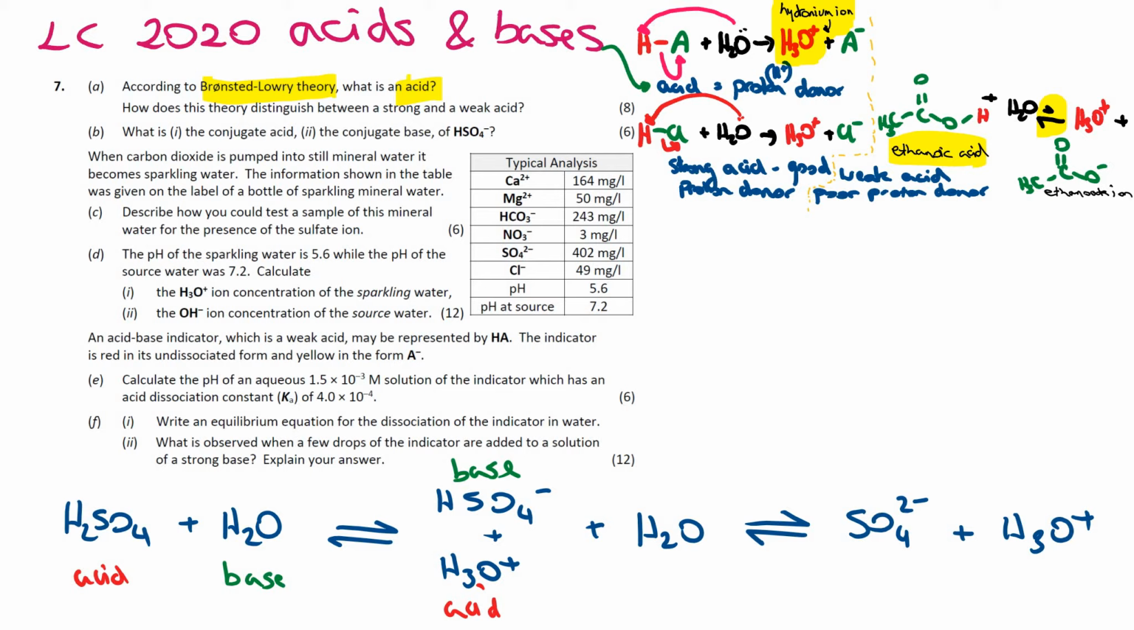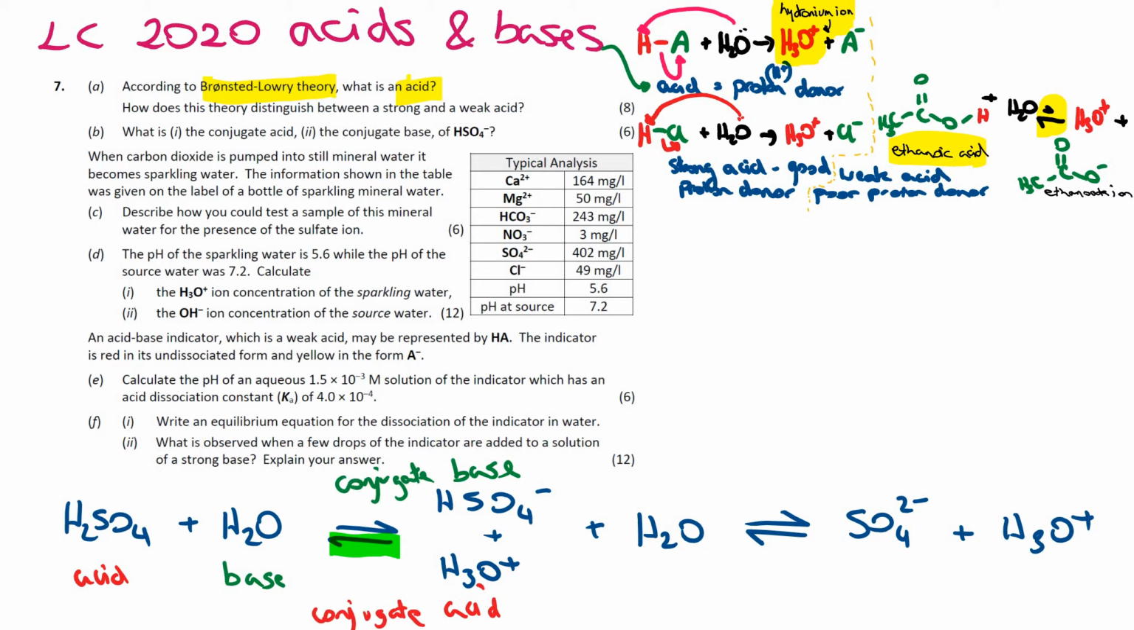Because if this is reversible, i.e. now going in this direction, to reform the reactants, the HSO4- would have to take the hydrogen back off the H3O+. So that's a base. So what we do is we refer to them as the conjugate acid and the conjugate base.